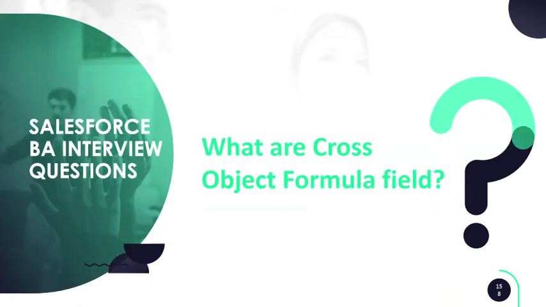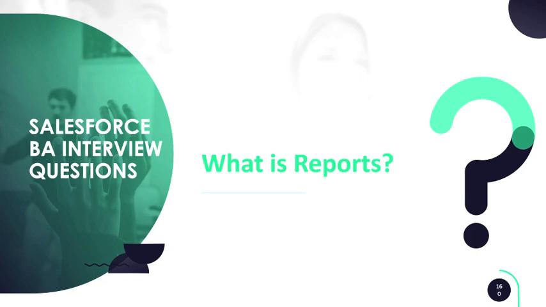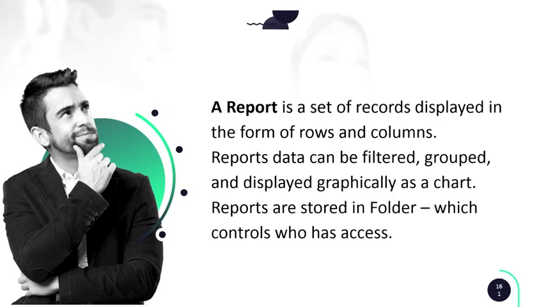Number 21. What are cross-object formula fields? A cross-object formula field displays one object record in another related object by referencing merge fields on these objects. Cross-object formulas also work with lookup relationships. Number 22. What are reports? A report is a set of records displayed in the form of rows and columns. Report data can be filtered, grouped, and displayed graphically as a chart. Reports are stored in folders, which control who has access.